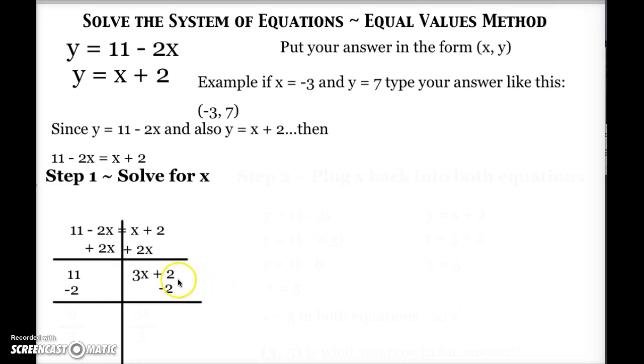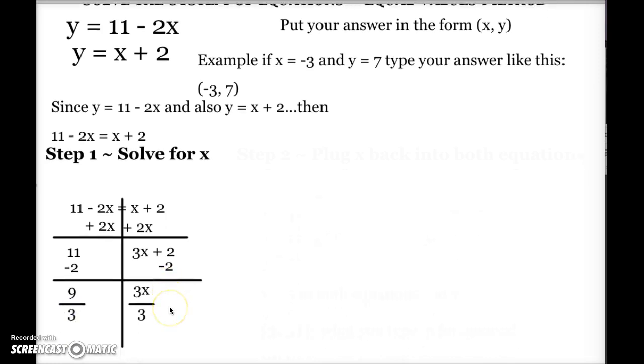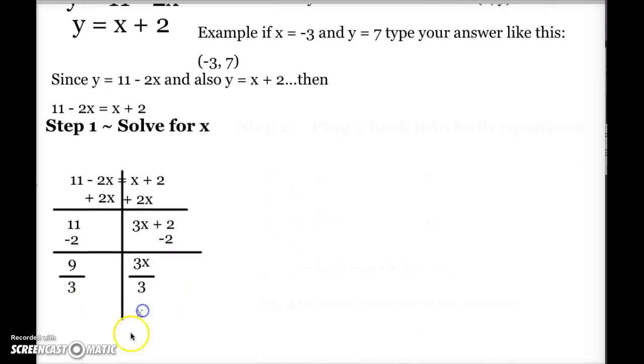When I do that, on the right side of the equation, I have 3x, and on the left side of the equation, I have a positive 11 and a negative 2, which is going to make a positive 9. The last step is to divide both sides by 3 to undo multiplying by 3. In this equation, I'm going to be left with x is equal to 3.